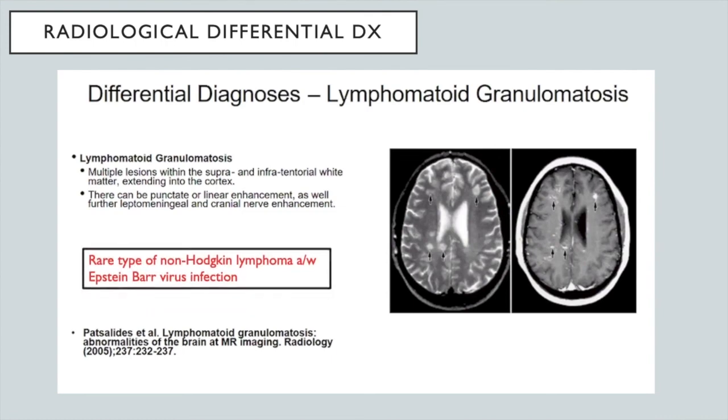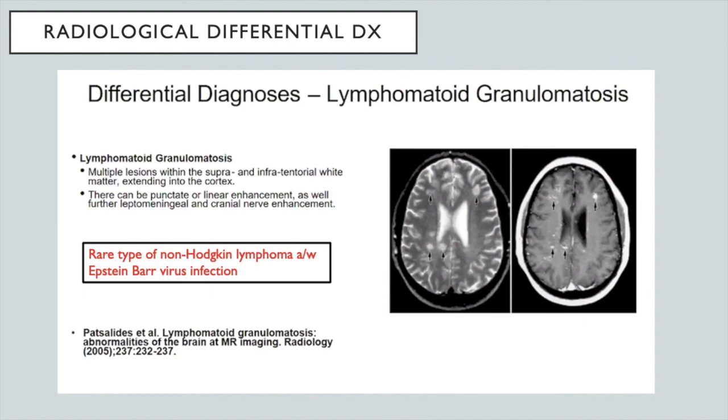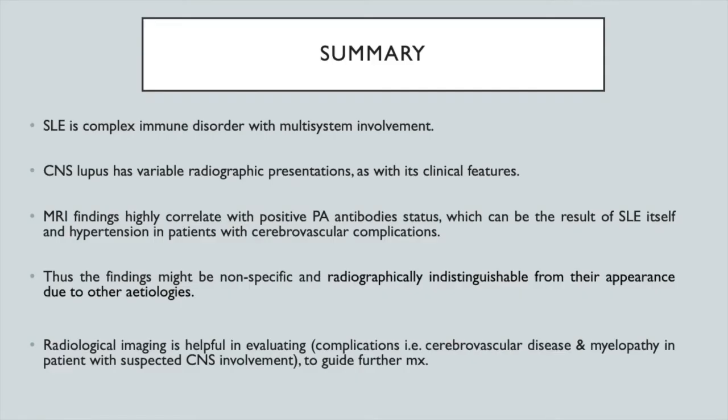Secondly, we have lymphomatoid granulomatosis. It's a rare type of non-Hodgkin lymphoma with concurrent Epstein-Barr virus infection. As for the radiological imaging features, usually they have multiple lesions within the supra- and infratentorial region, in the white matter, extending into the cortex. Some of these lesions can have a punctate or linear enhancement, as well as leptomeningeal and cranial nerve enhancement.